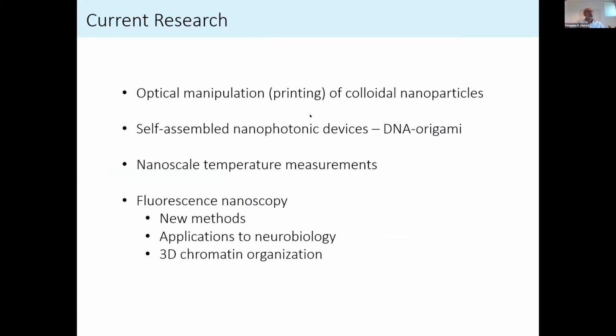A very brief overview of our research topics: optical manipulation of colloidal nanoparticles, self-assembled nanophotonic devices, especially using DNA origami techniques, nanoscale temperature measurements, which has caught our interest in the last few years, and fluorescence nanoscopy. That's the topic of today. In this area, we develop new methods, with some applications to neurobiology and to 3D chromatin organization. But today we are going to be talking about new methods of fluorescence nanoscopy delivering sub 10 nanometer resolution.